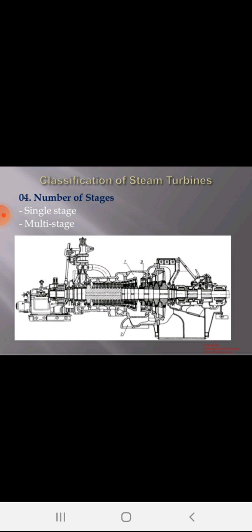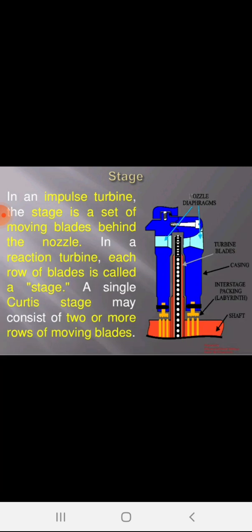The classification of the steam turbines. இதில் பாருங்கள் number of the stage, single stage and multi stages method. இதில் பாருங்கள் there is stage of the steam turbines method. இதுதான் classification of the stages. என்னென்ன ஸ்டேஜ் இருக்குன்னு பார்க்கலாம். அது எடுத்து பார்த்தா the stages.